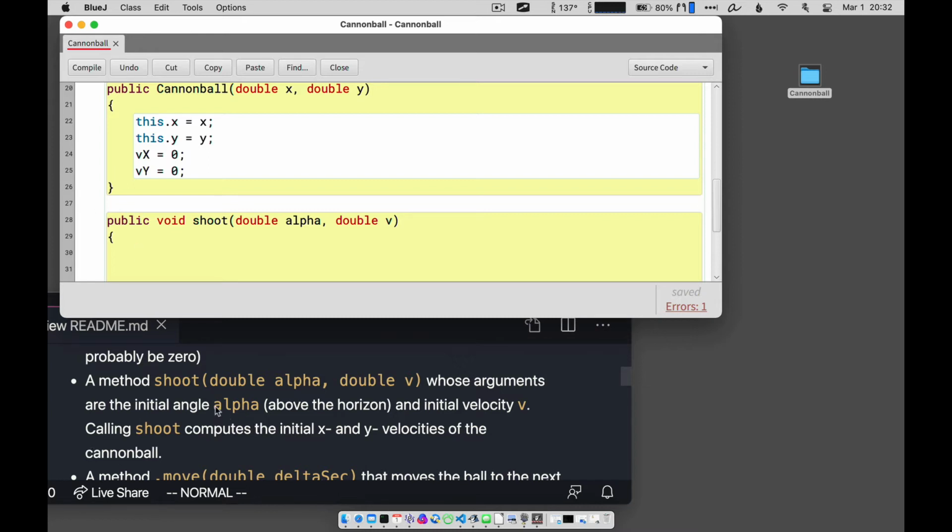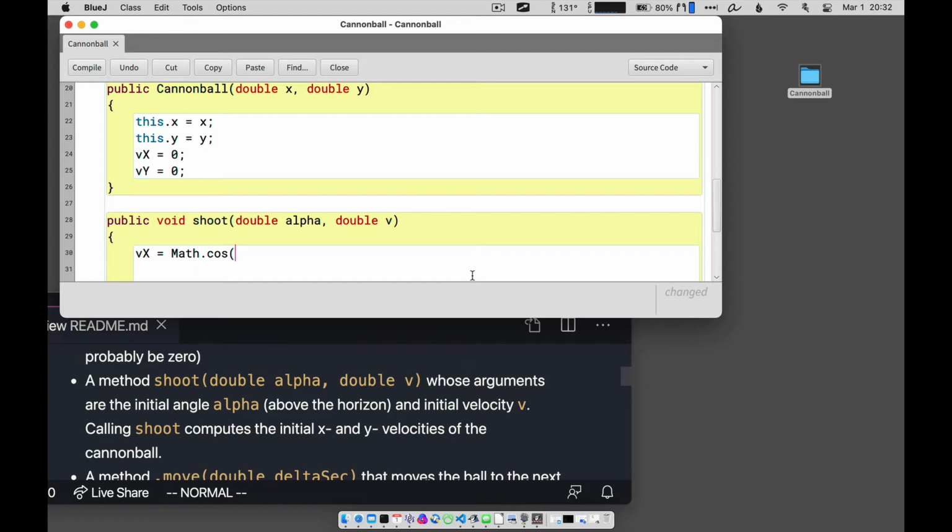Yeah, I would feel better about that if they mentioned that was degrees there, but I bet it's degrees. Calling shoot computes initial x and y. Okay, so here I am calculating x, v in the x direction. It is going to be equal to, now I'm going to be using, in the x direction, that's the cosine theta. So I'll be using math.cosine, and then I'm going to need to get that angle in there.